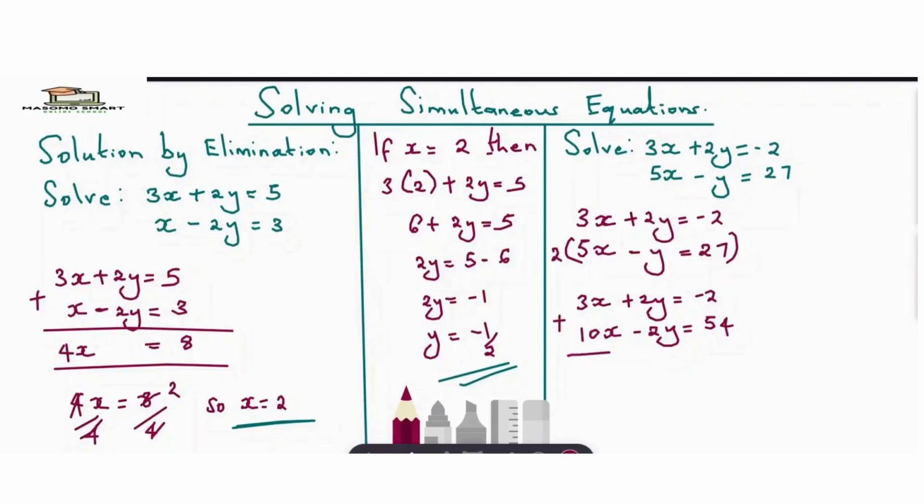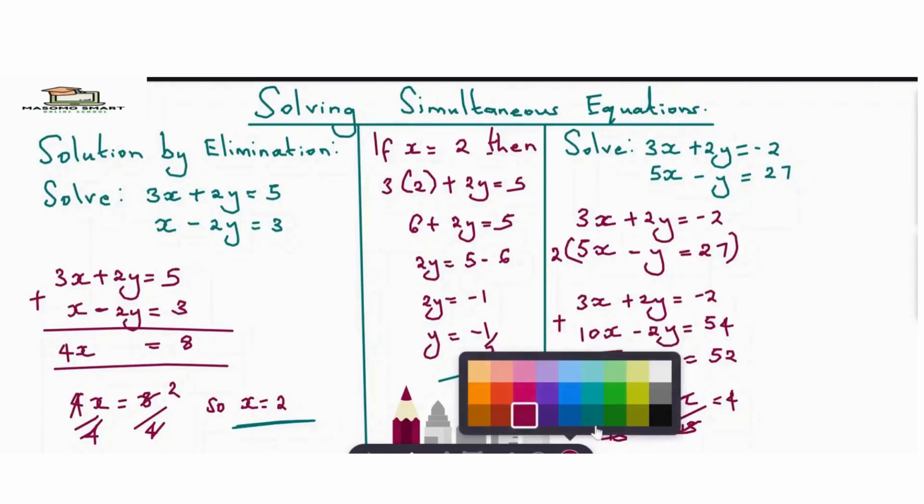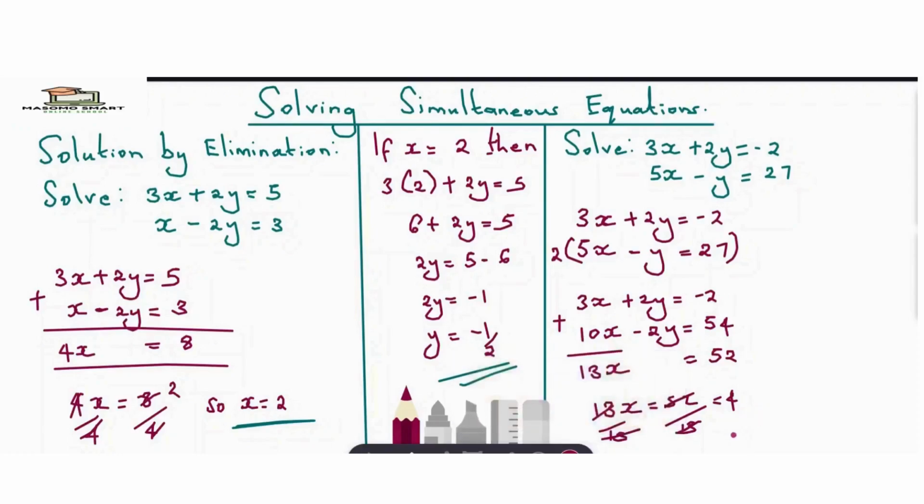If you see what we have done there, we have multiplied 2 times 5x, 2 times negative y, and 2 times 27 to get what we have there. We then add the equations, where 3x plus 10x gives us 13x. The y cancels out, and the constant negative 2 plus 54 gives us 52. So we have 13x is equal to 52, and when we cancel out, x is equal to 4. So the value of x is 4.